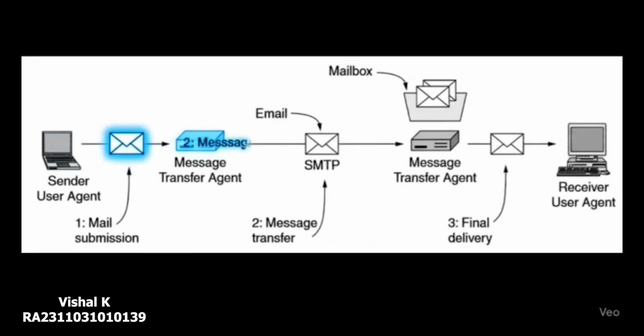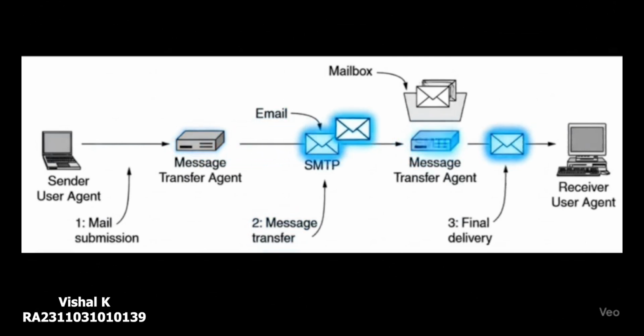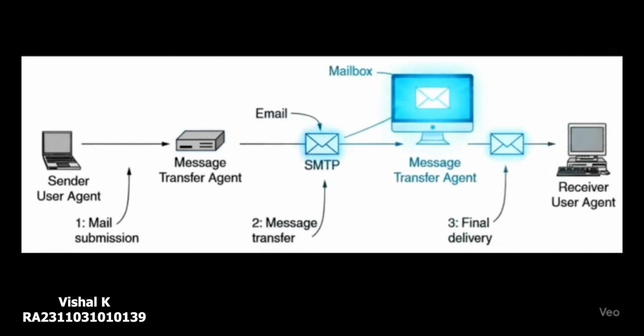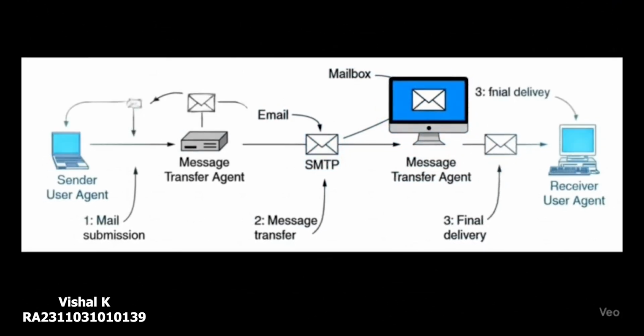When a sender sends an email, it transfers to the message transfer agent. Then it is transferred to SMTP. SMTP transfers the message to the mailbox, and the message transfer agent transfers it to the receiver's user agent. These are the processes involved from sender to receiver.